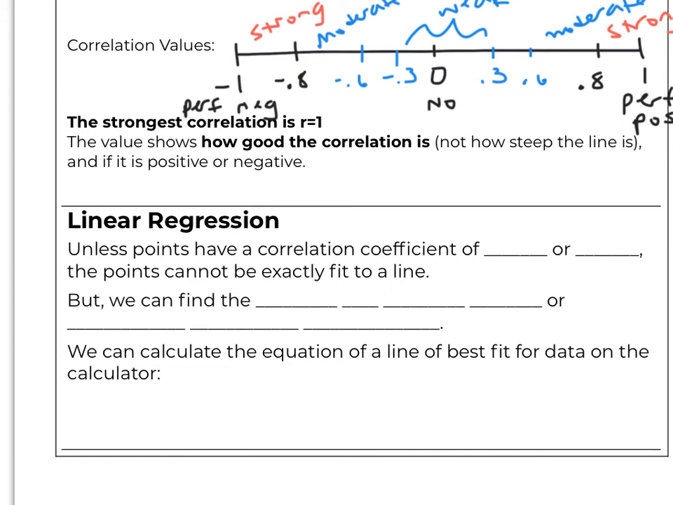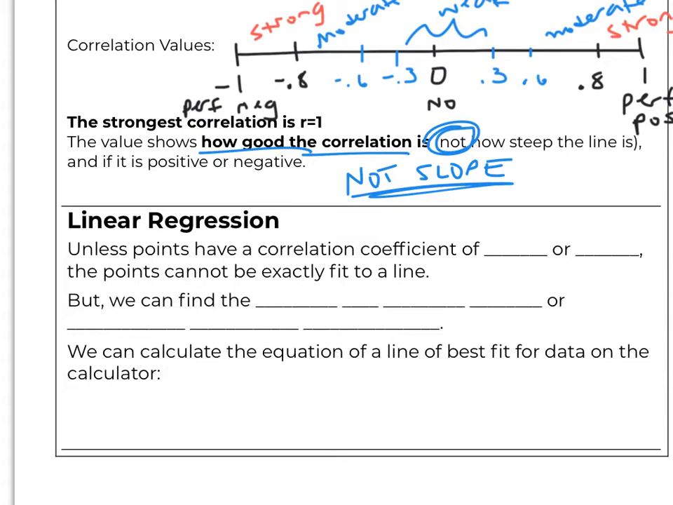The values show how good or how strong the correlation is, not how steep the line is. Okay, so not slope. It'll tell you if the slope is positive or the slope is negative, but it's not the value of the slope. It's not the rise over run.